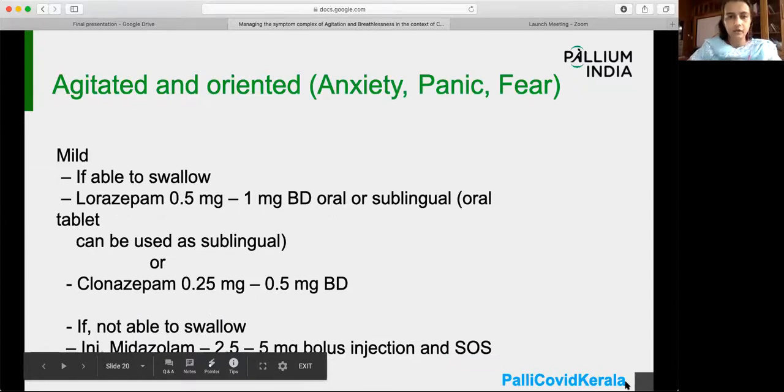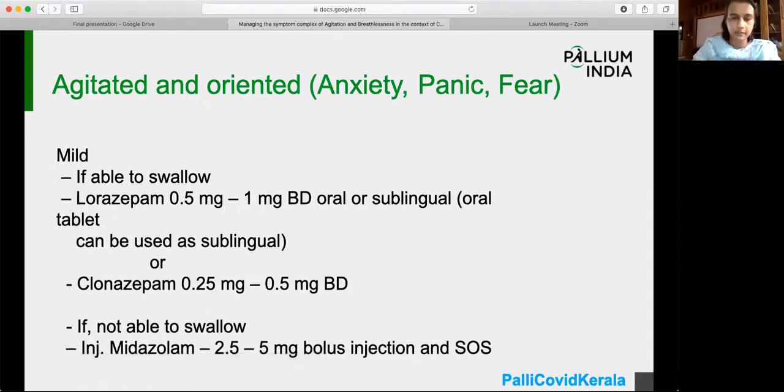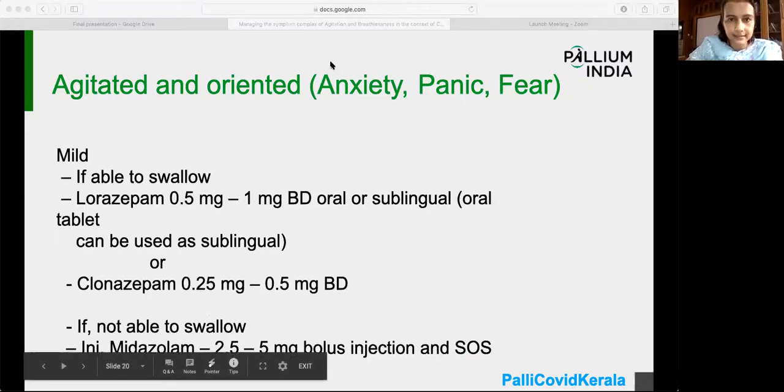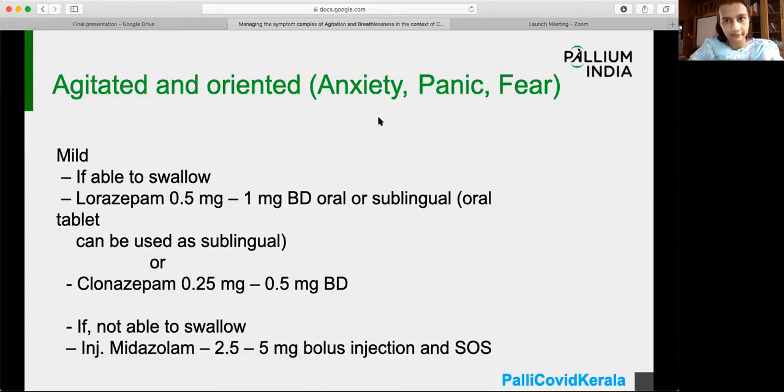Again, the pharmacological management is described in the ebook as an algorithm, and we have divided that into mild and severe. As I mentioned in the first slide, for agitated patients with anxiety and panic, if the patient is oriented the management is different, and if the patient is disoriented the management is different. So the first one is the agitated and oriented patient having anxiety, panic, and fear.